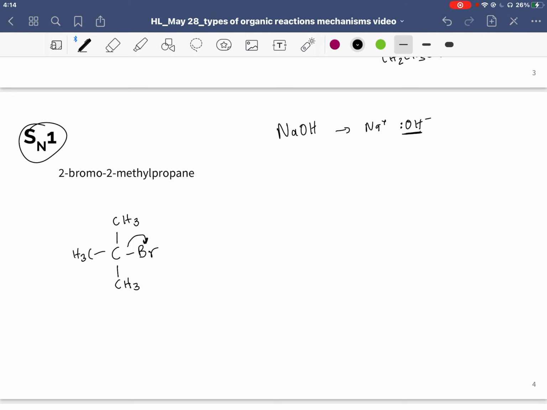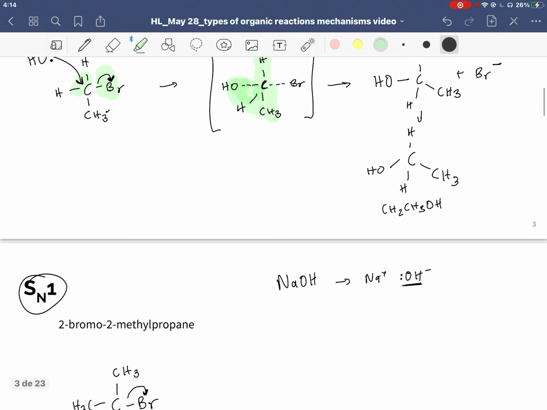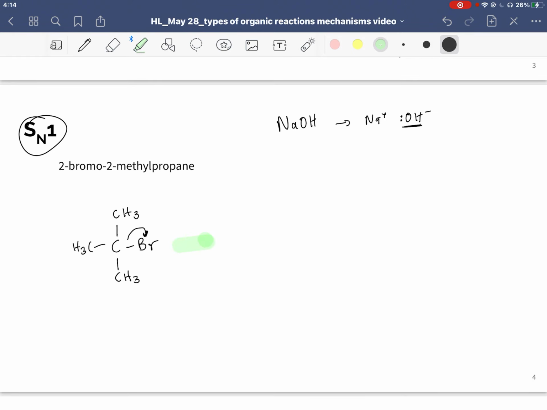My first step here is for the bromine to leave. So up here, the bromine left kind of at the end. We saw the bromine leaving after the nucleophile had attacked. Here, the bromine leaves first. So let's try that again. The bromine leaves first. This time I get an intermediate. So it is actually an intermediate.